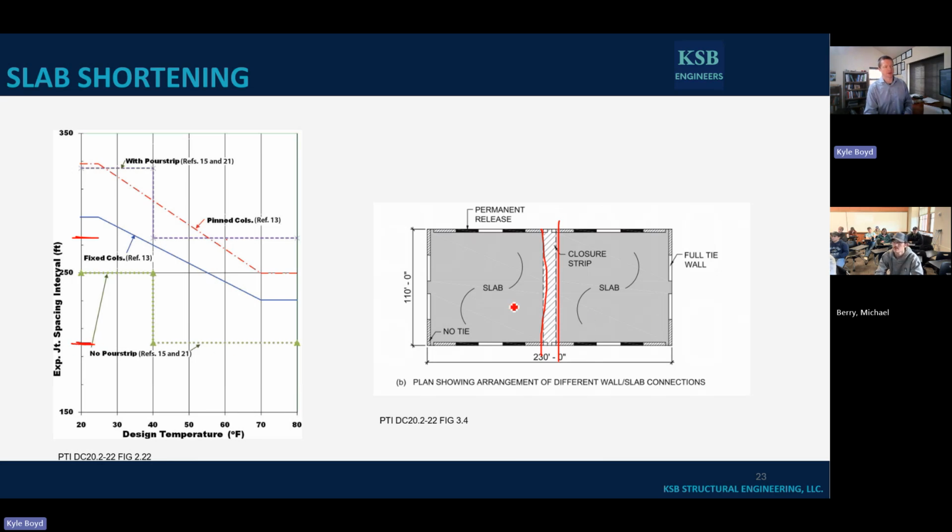So those pour strips help a lot, because the pour strip allows you to suck in your 3/4 of an inch per 100 feet on each side for that first X amount of days. And then once you pour that closure strip or pour strip back in, now you've locked that slab in place. Now the thing's playing tug of war, but we've gotten it past that initial period of shortening, right?